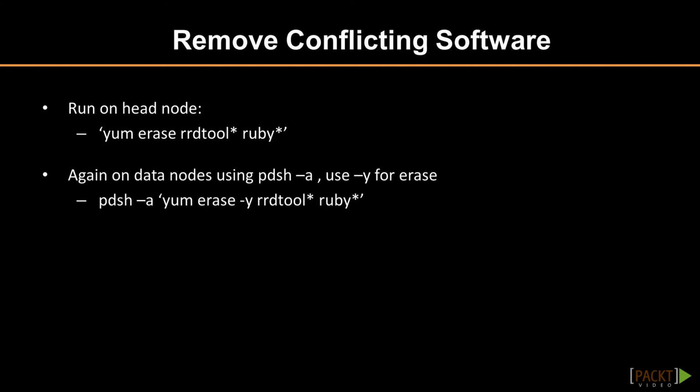Furthermore, we have cross-referenced that with the latest Hortonworks documentation and found what we need to remove: Ruby and RRD tool. This is because we saw conflicts with these tools in the Hortonworks documentation. Here we will use the yum command to remove the software in conflict. When using yum, you will run the yum command followed by the erase statement. We will also include an asterisk at the end as a wildcard should there be multiple names or versions for the Ruby or RRD tool. Execute the command shown here. Answer yes to confirm the erasing and wait for it to finish.